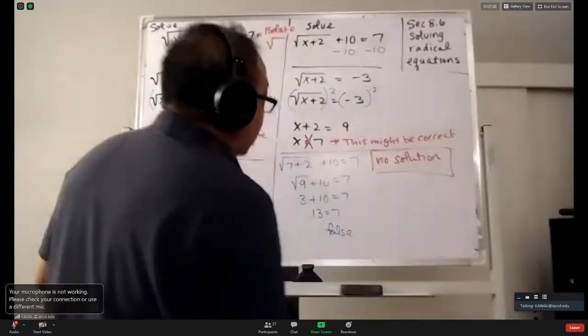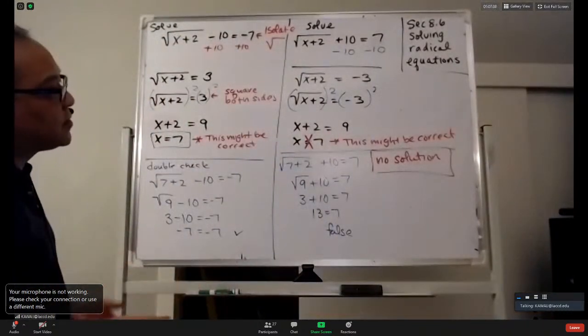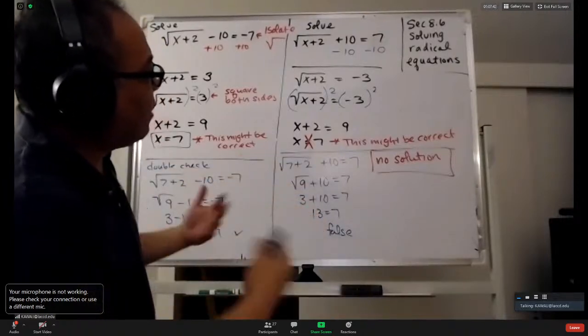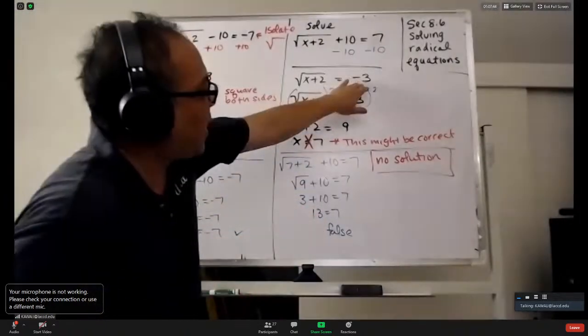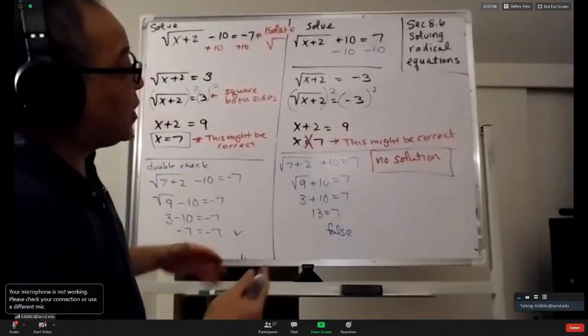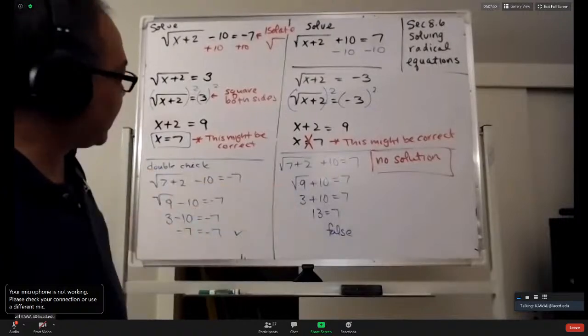always assume that that's the only way to get a no solution? And the answer is no. You always have to double check. I'll give you problems where this is a positive, and when you double check it, it still doesn't work. So no matter what, you have to double check your work at the end.